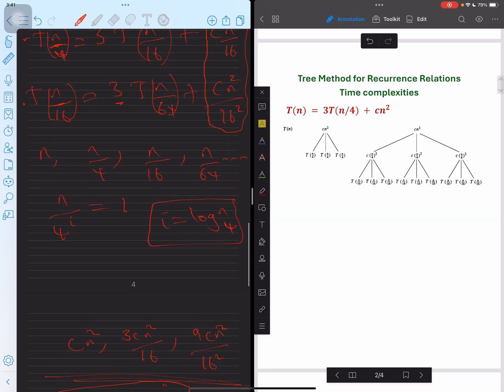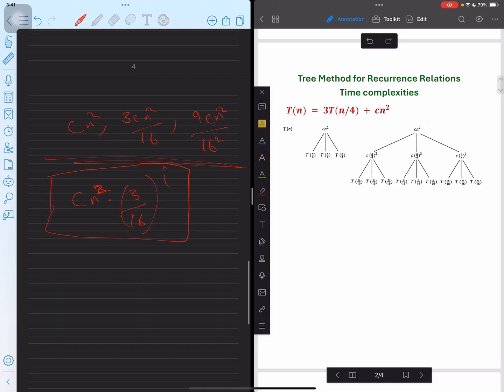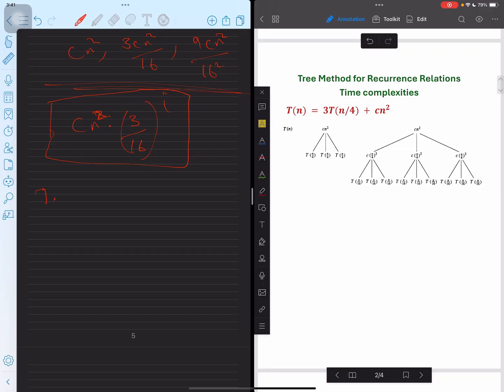Now, we want to look at the total solved problems at each of the levels. So, we have T of n producing 3 solved problems. That means these 3 solved problems will produce another 3 solved problems each, right? So this is going to be 1, 3. This one will produce another 3, which is 9. This one will produce another 3, which is 27, and so on and so forth. So these are the total solved problems.